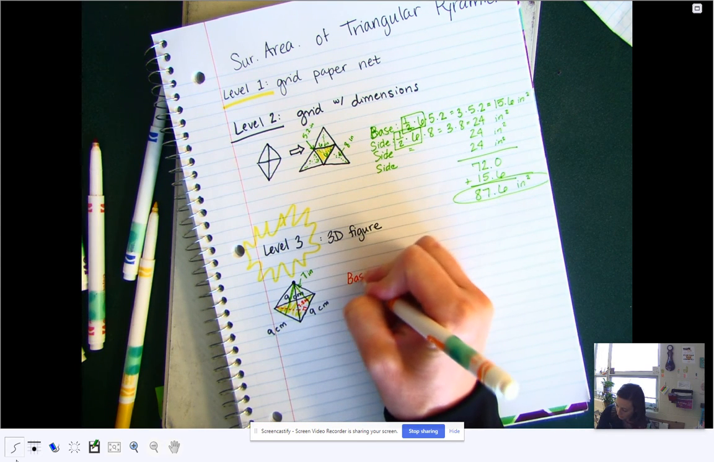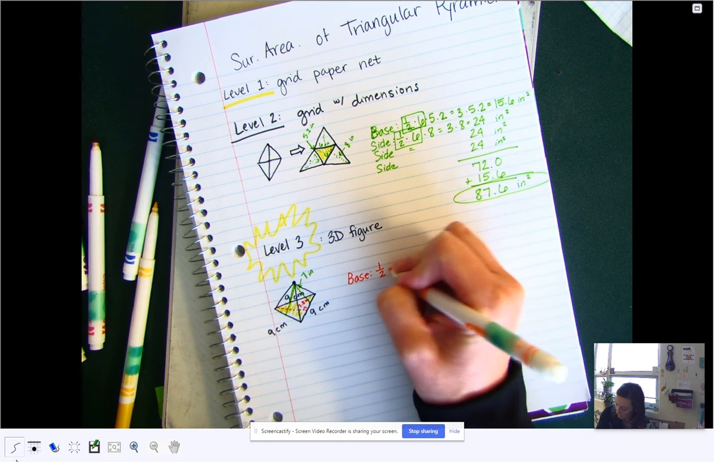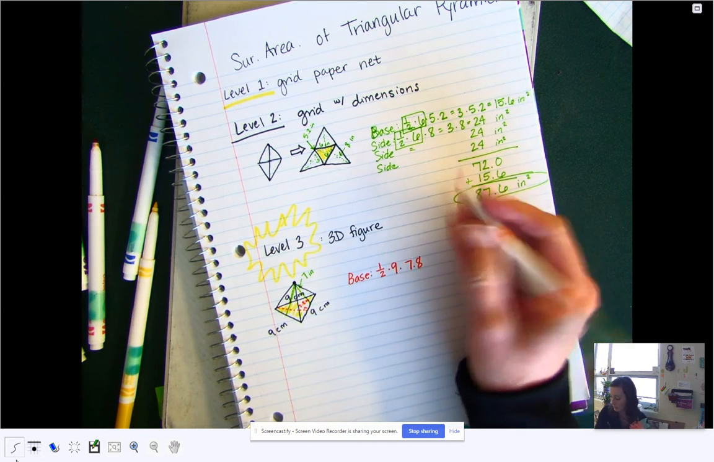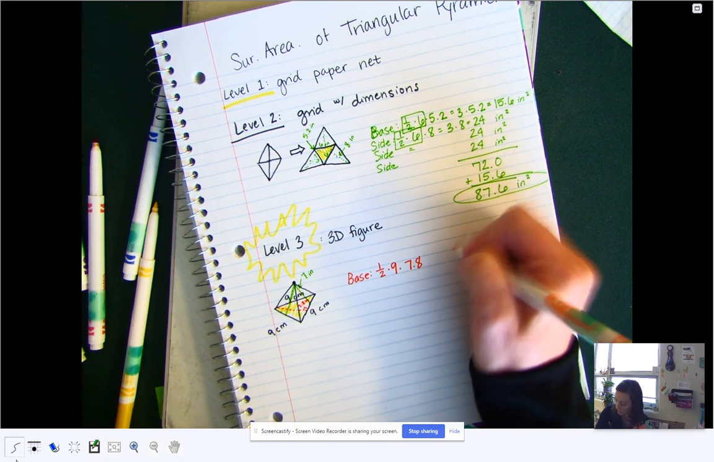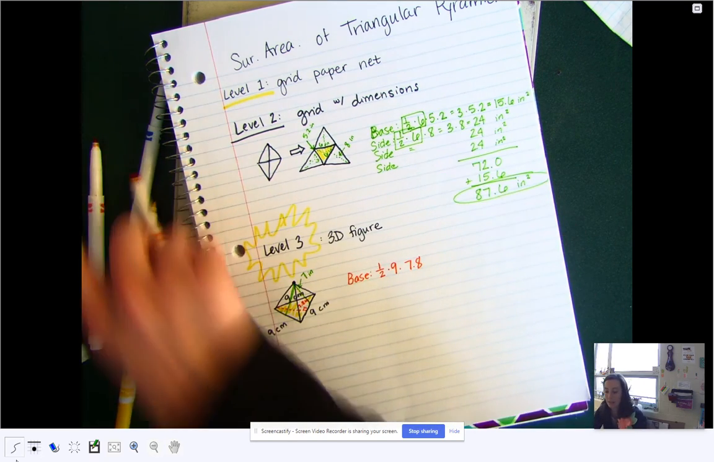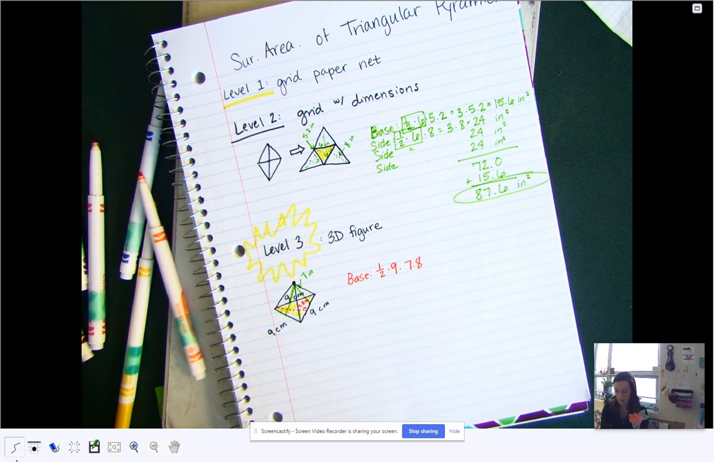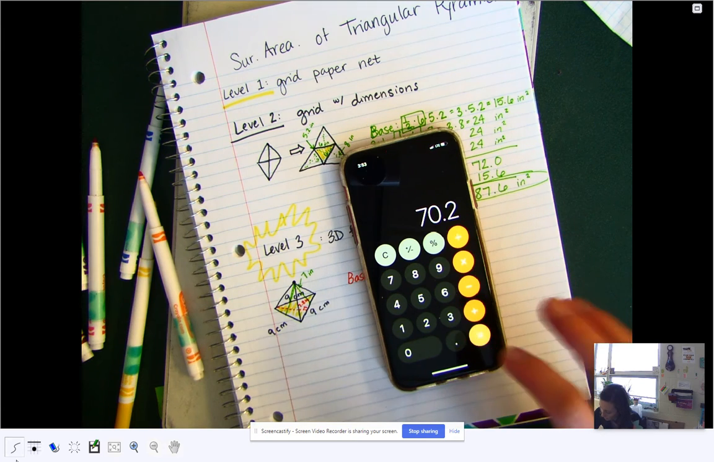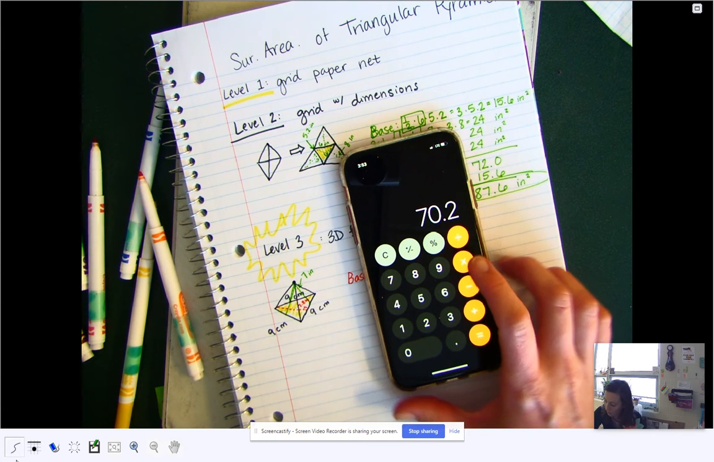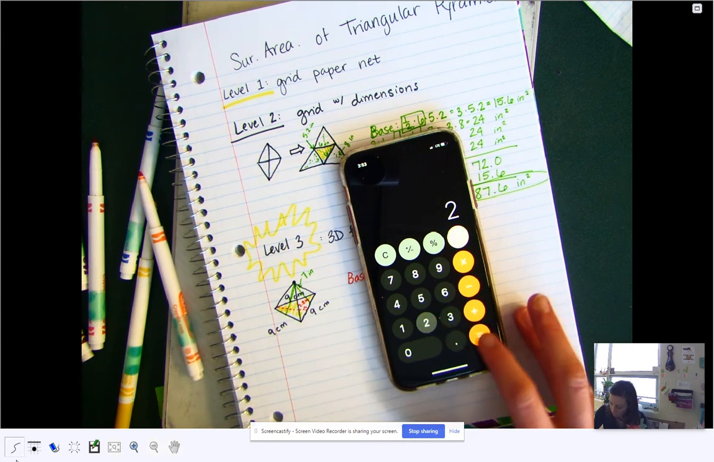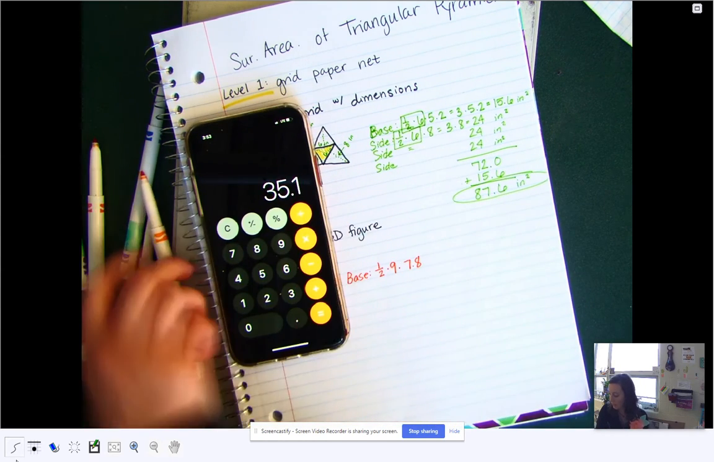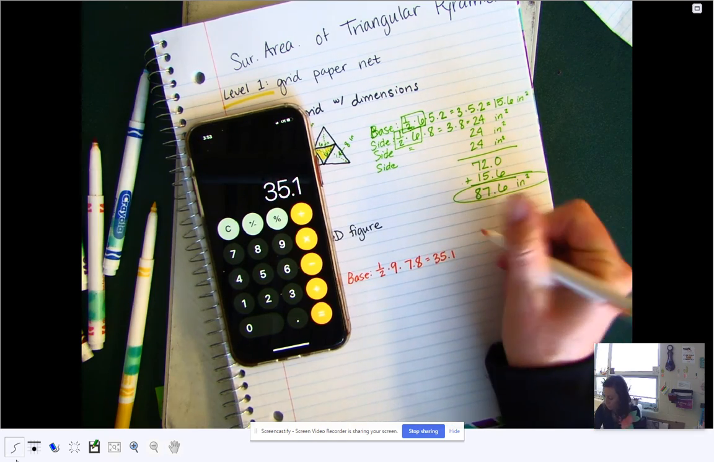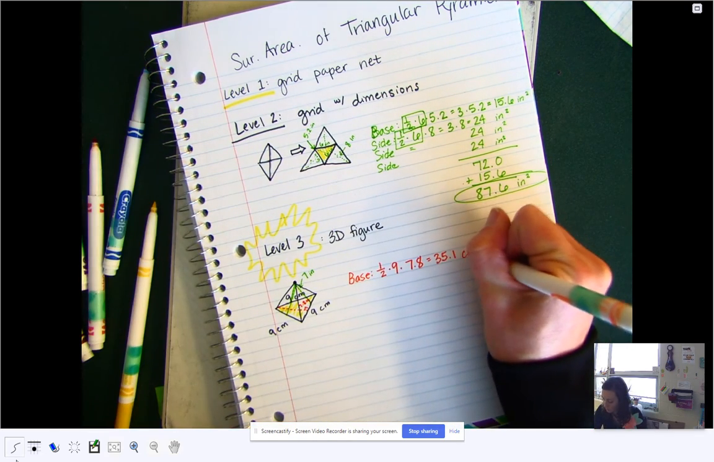The base is 1/2 times 9 times 7.8. Okay, it might be helpful to do 9 times 7.8. Calculator. 9 times 7.8 equals 70.2. Now I can just divide that by 2, which is the same as multiplying by half. I get 35.1. What are we doing? Centimeters squared.